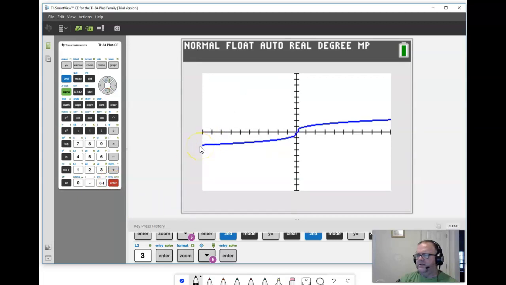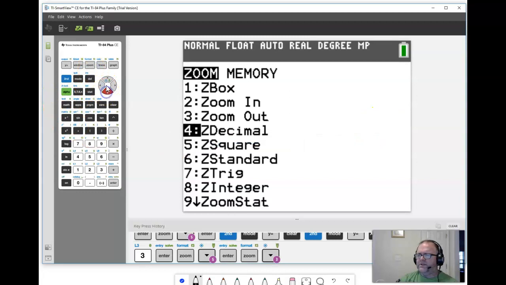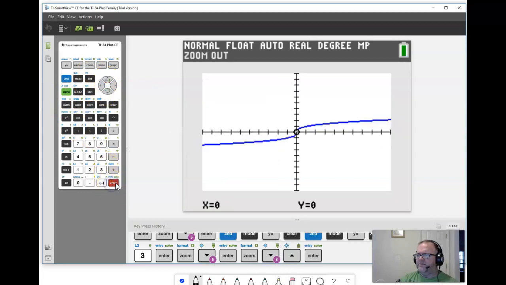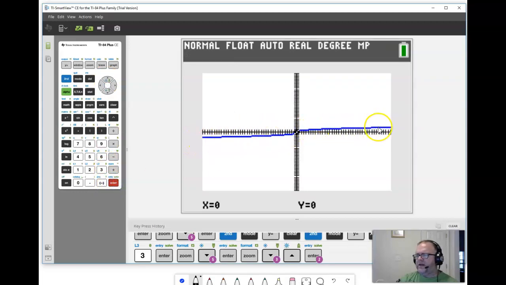It looks like it starts from the left, goes through what looks like the origin, and then goes to the right. If I zoom out once, just to make sure it doesn't go back towards the x-axis, we can see that even zooming out, it just keeps going forever and ever, and it looks like the only intercept is just the origin.